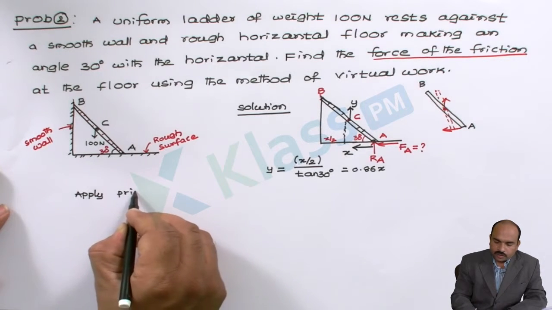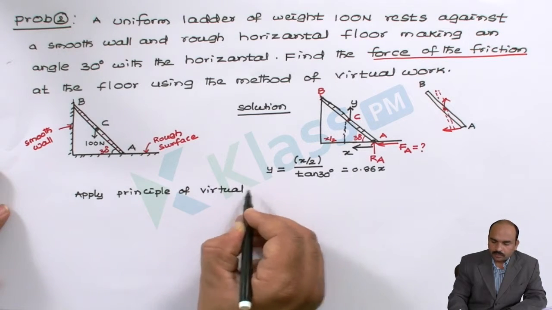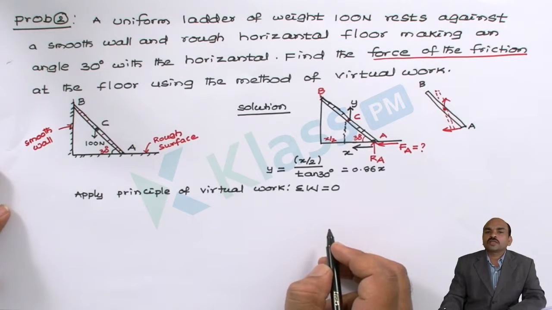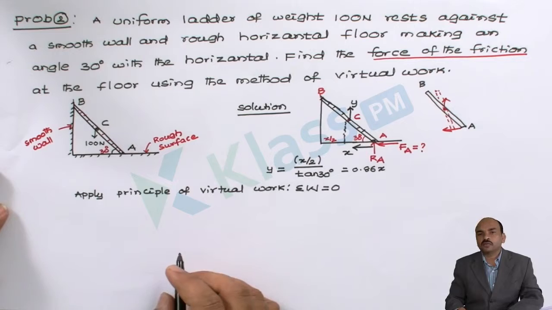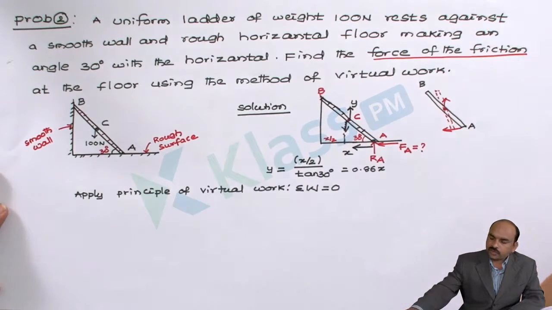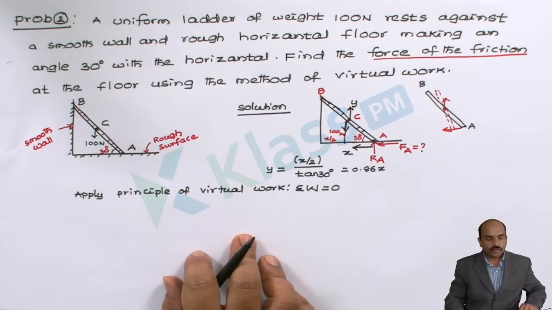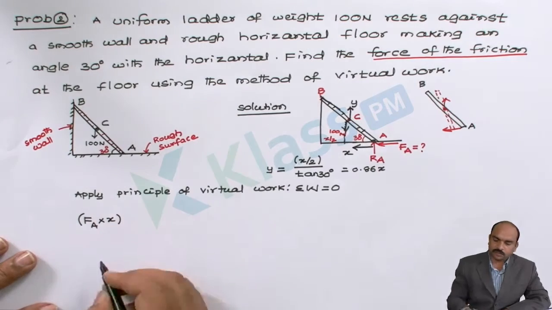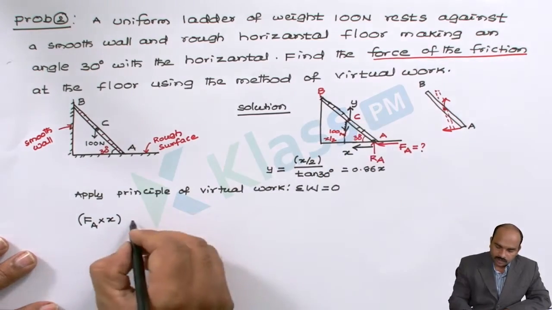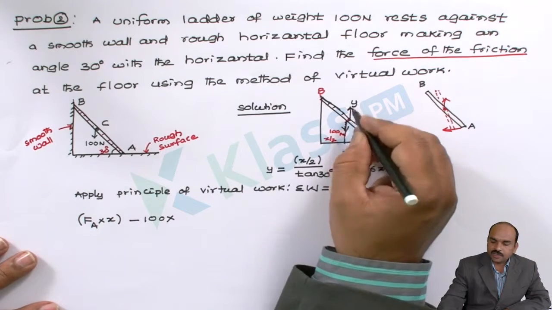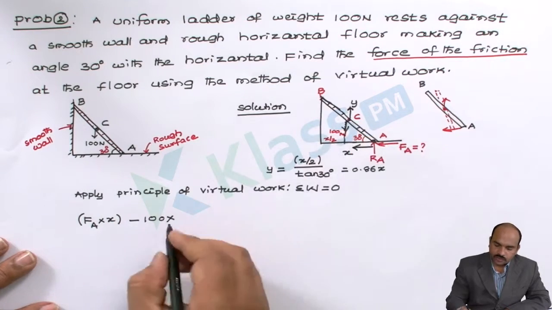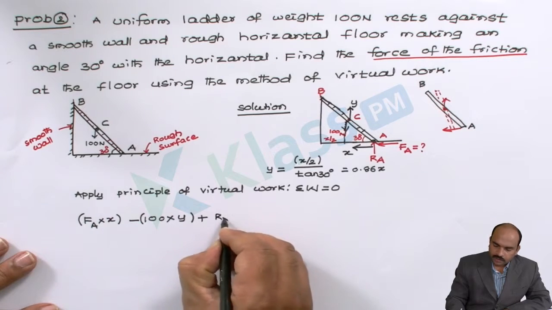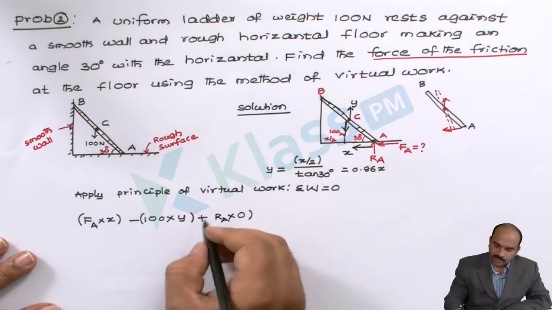Now let us apply the principle of virtual work. We know the algebraic sum of the total work done is equal to 0. Work done means force times the displacement along the force direction. So let us write all the forces on the given ladder. We know there is a 100 newton force. Work done is the force FA times its displacement x. The 100 newton force is acting downward, so it is minus 100 times its displacement along the line of action of this force, which is y. The work done by RA is RA times 0, because there is no displacement at point A.